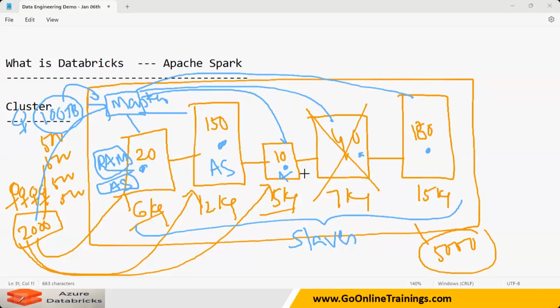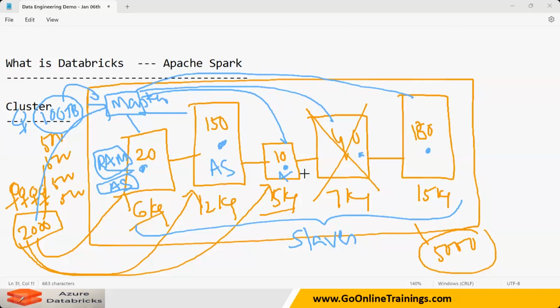Cluster means not one machine. Cluster means multiple machines, thousands of machines: 5,000, 6,000, 10,000 machines. These machines are not very big machines. Maybe big machines, maybe small machines, they can deal with the data. That is the reason ChatGPT is very, very fast. ChatGPT data is going to be within the cluster. Cluster means 1,000, 5,000, 10,000 machines, depending upon the data. You keep on increasing.